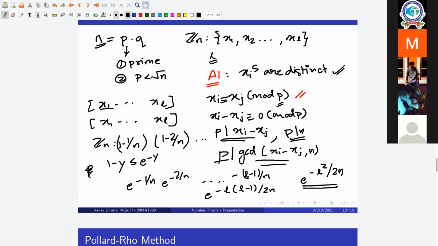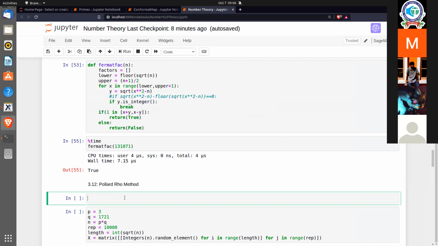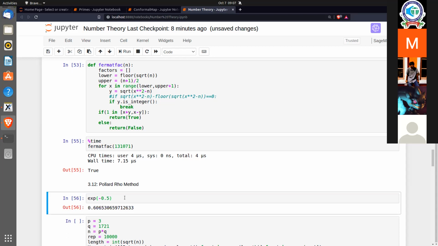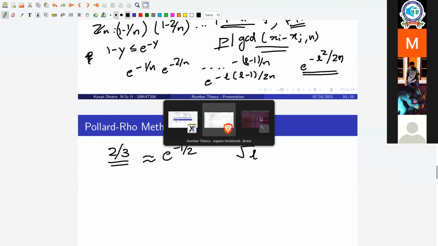Now, even in the worst case, we want this probability to be at least 2/3, right? And why exactly 2/3 is because it's easy to substitute L as your root n and then cancel both of them out, and then you get e raised to minus half, which is very roughly equal to 2 by 3. You can actually verify that here. You can write exp of minus 0.5. And computationally, we can always afford something more than square root of L. That is never an issue.